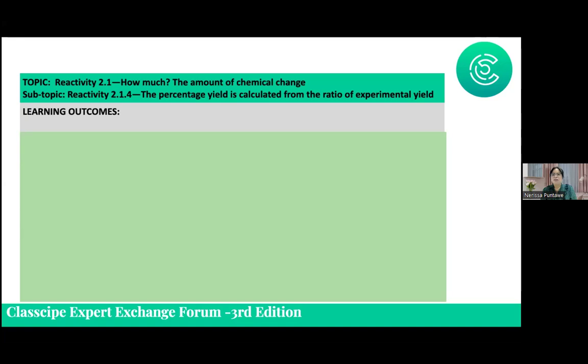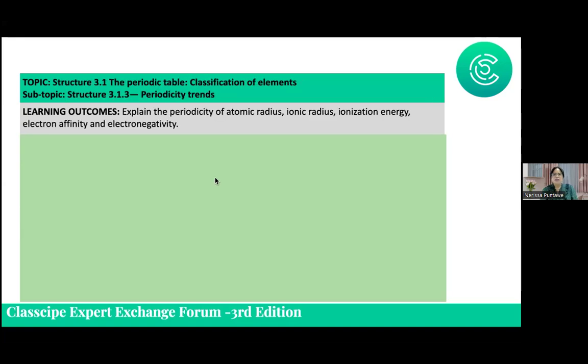Moving on, we have here topic on reactivity 2.1, how much, the amount of chemical change, and subtopic would be percentage yield calculations. So we have explaining periodicity of atomic radius, ionic radius, ionization energy, affinity, electronegativity. This is actually a lot of learning outcomes. And sometimes this can be quite overwhelming, right? So how could we come up with a formative assessment that could be done in just one period of a class that could measure all of these outcomes?